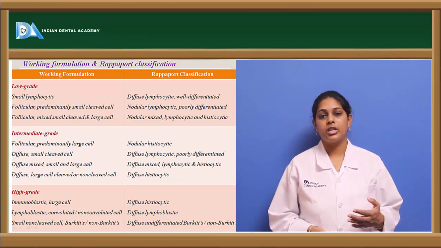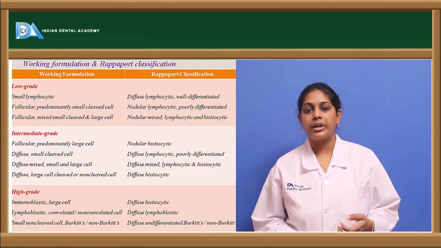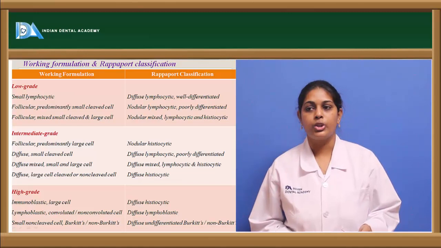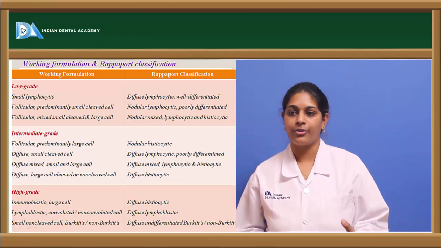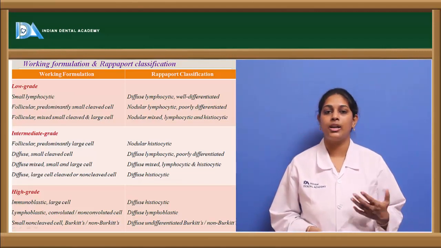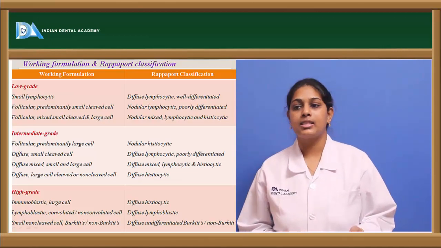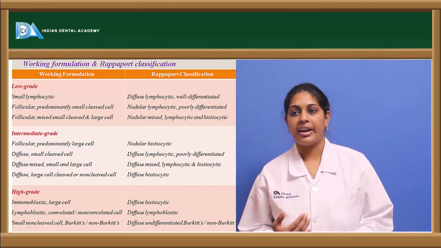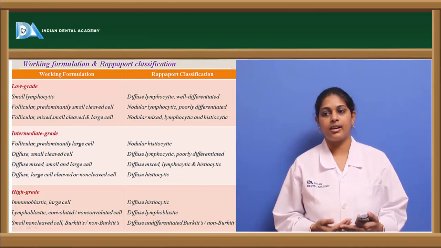And coming to the intermediate variant in the working formulation, we see that it is further divided into 4 variants. The first one is a follicular type which shows a large cell. Then comes a diffuse type which shows a small cleaved cell. The third type is also a diffuse type which shows both small as well as large cells. And the fourth type shows a diffuse type with large cell, cleaved as well as non-cleaved cells.